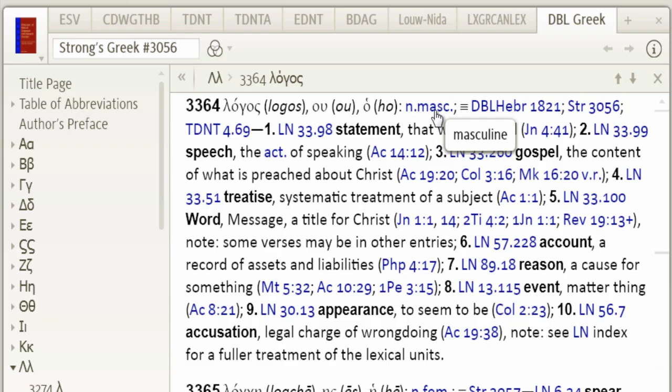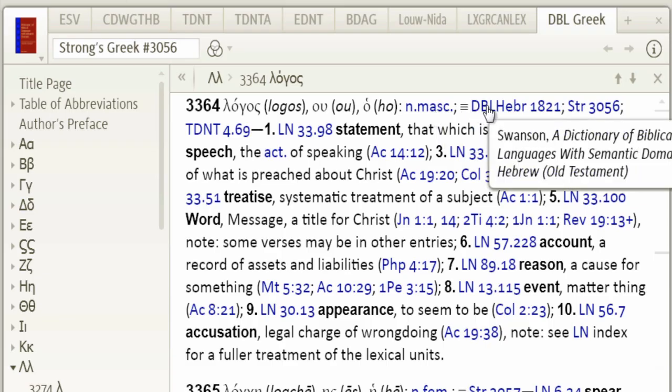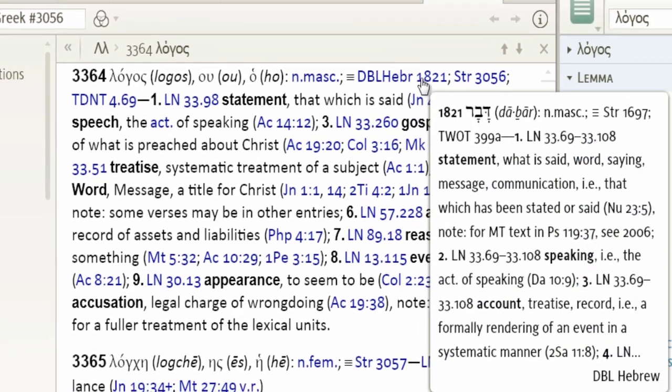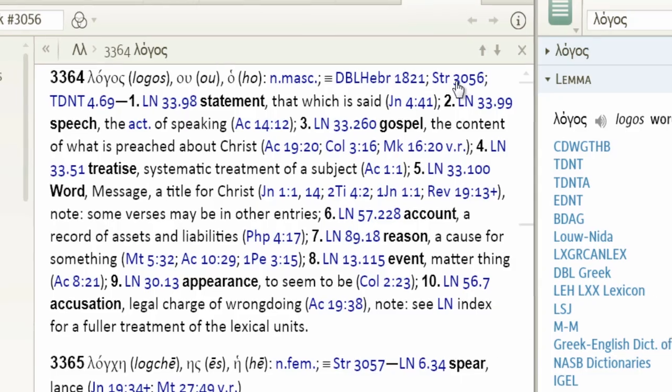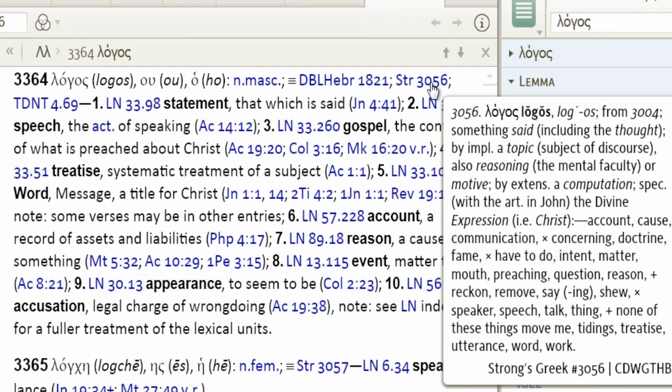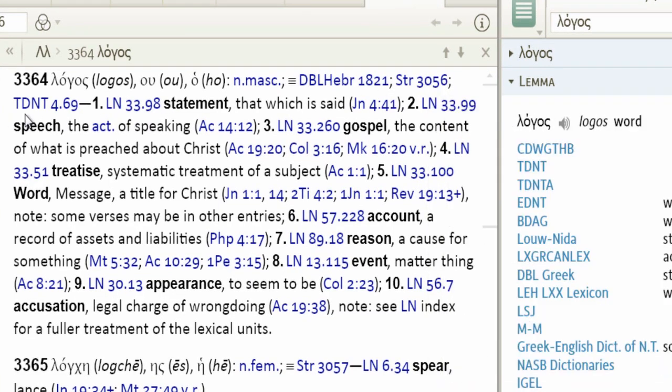Next is a link to the Hebrew version of DBL and a corresponding number to an article or entry for the Hebrew word that is related in meaning to the Greek word. And that's followed by a link to the Strong's lexicon, then followed by a link to TDNT. Now there are some other lexicons over here that I could go through too, but the ones we've looked at are the ones I'm going to be referring to the most.